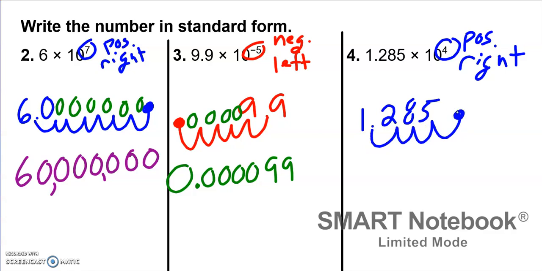We fill in any swoops that we need to, so I have to fill in only one of them. And now we just rewrite it. That way it's nice for us. So 12850. We fill in our commas, and we end up with 12,850. And that's how you write numbers back into standard form or standard notation or your ordinary numbers from scientific notation.